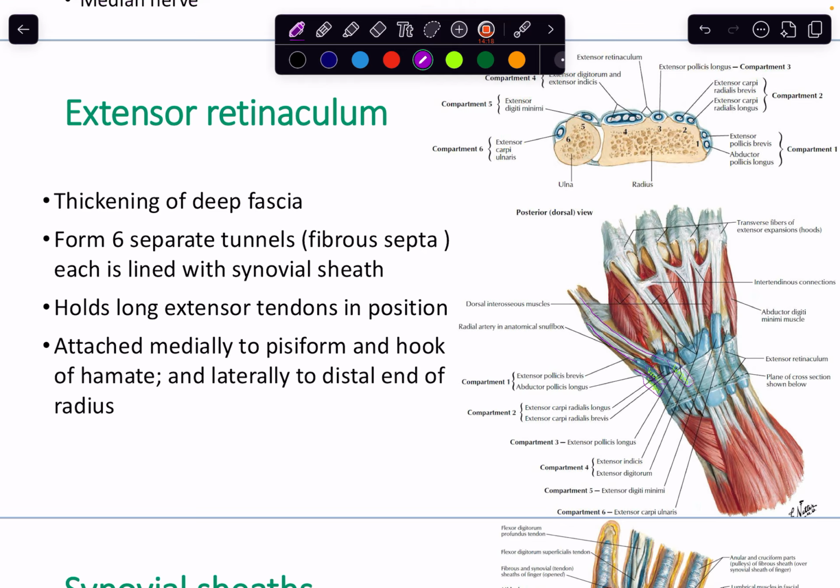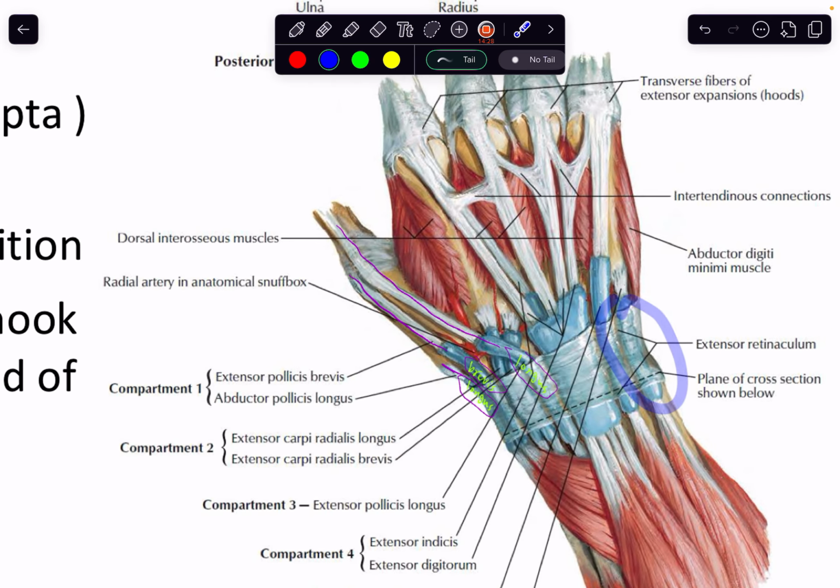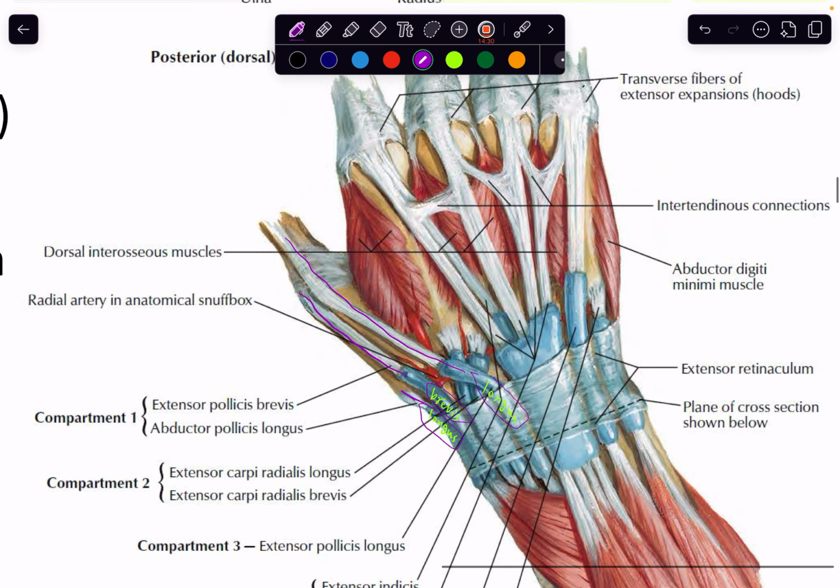Another thing, the attachment of the extensor retinaculum. This was the extensor retinaculum. The medial attachment is the same as the attachment of the flexor retinaculum. On the medial side, both of them are attached to the pisiform and hook of hamate. Laterally, going here, it is attached to the radius.